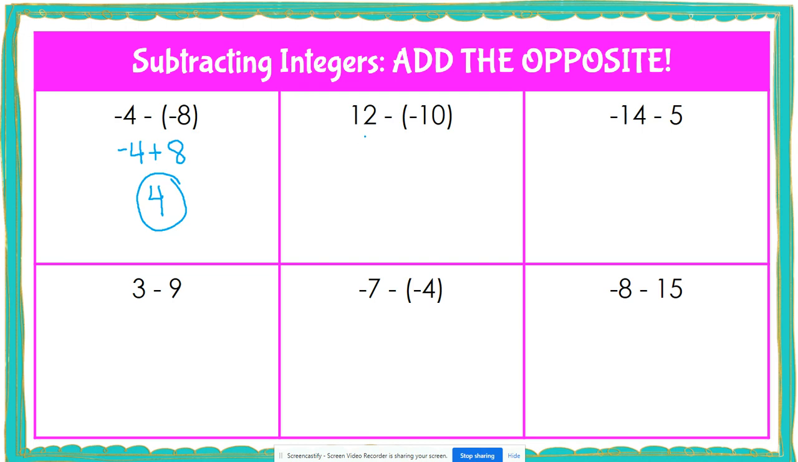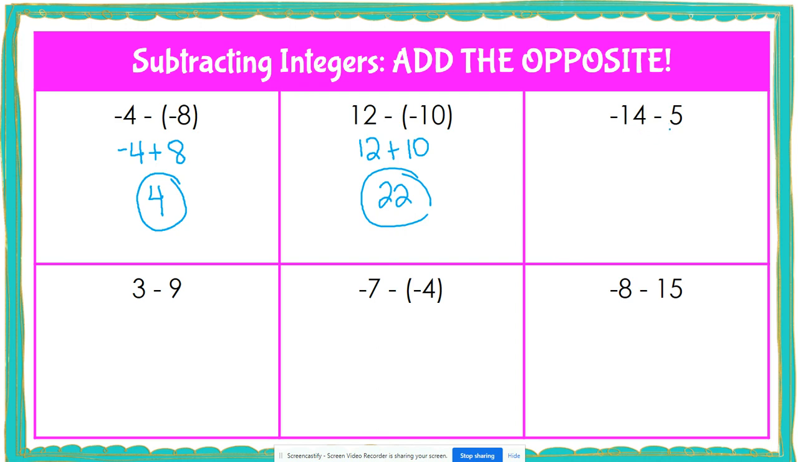Let's look at our next problem. 12 minus -10. I'm going to rewrite this, so I start with 12 because the first number does not change. I'm going to change subtract to add, and then I need to find the opposite of -10. The opposite of -10 is +10. Well, now this is just a normal addition problem where I'm adding positive numbers. So 12 plus 10 gives me 22.